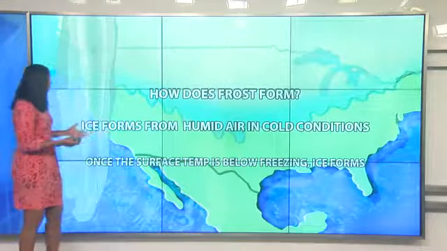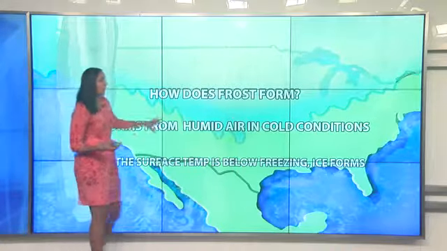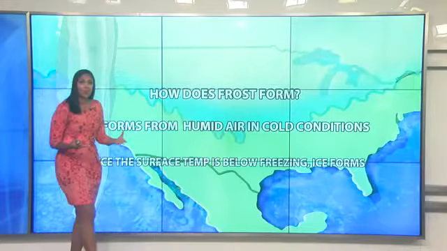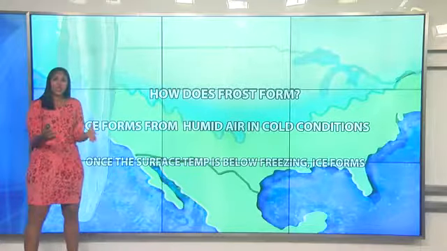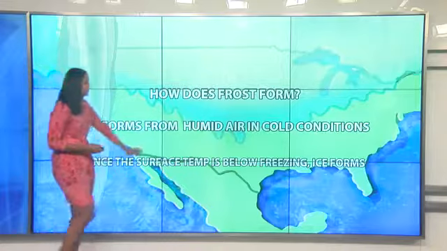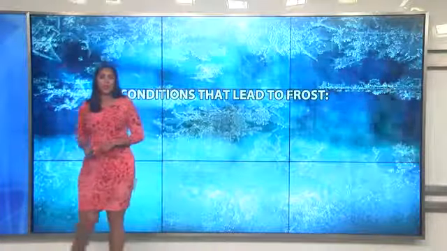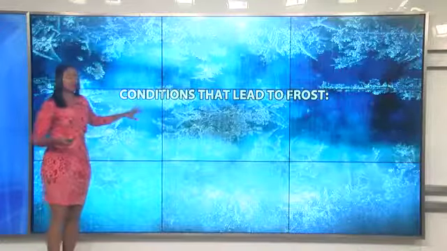How does frost form? Well, ice forms from humid air in cold conditions. So just like we have dew, the humid air in the warm conditions, we have the frost, which is the humid air in the cold conditions. And once the surface temp is below freezing, you'll see the ice crystals form, and that's where we get the frost.